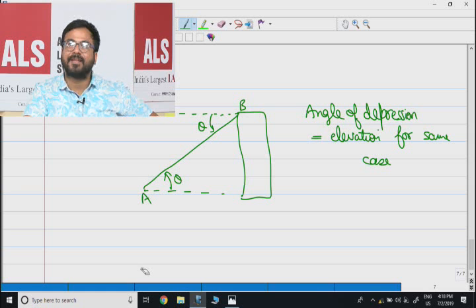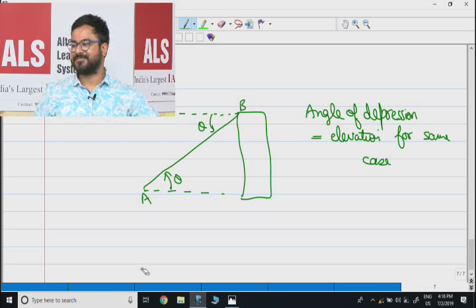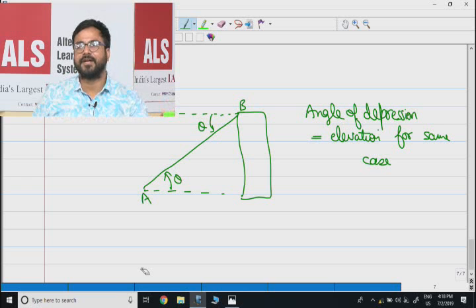And one thing, is tan 90 degree infinity or not defined? Tan 90 degree, infinity or not defined? That's good. It is not defined. Don't write infinity at tan 90. Tan 90 is not defined.